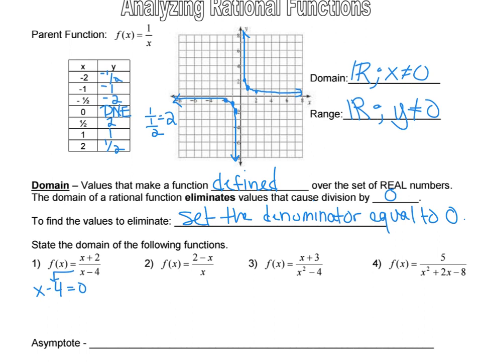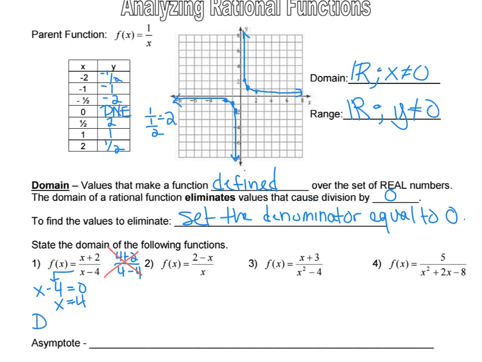Now it's just an equation. Add 4 to both sides and you get x equals 4. So 4 is my issue. If you just want to test that real quick, plug in 4. 4 plus 2 over 4 minus 4. The top is 6, but the bottom is 0, so that's a no-go right there. So we do not want that case.